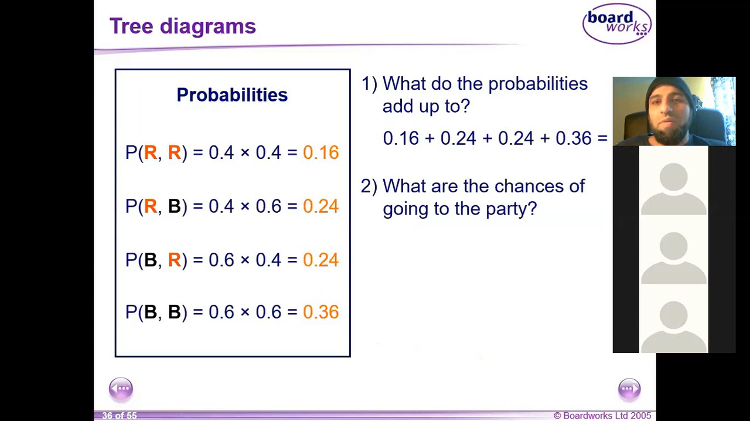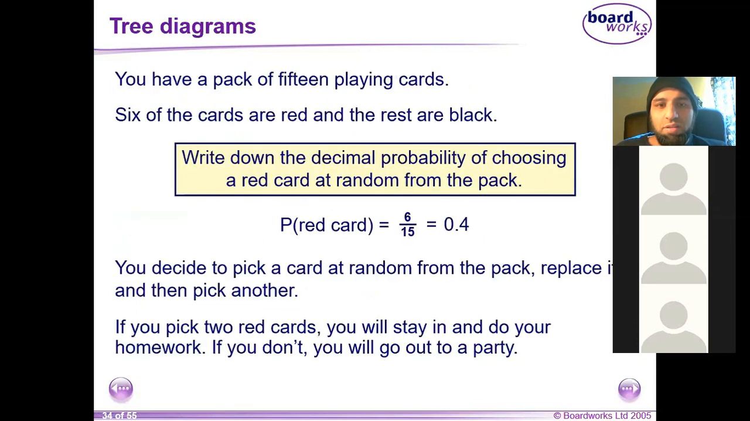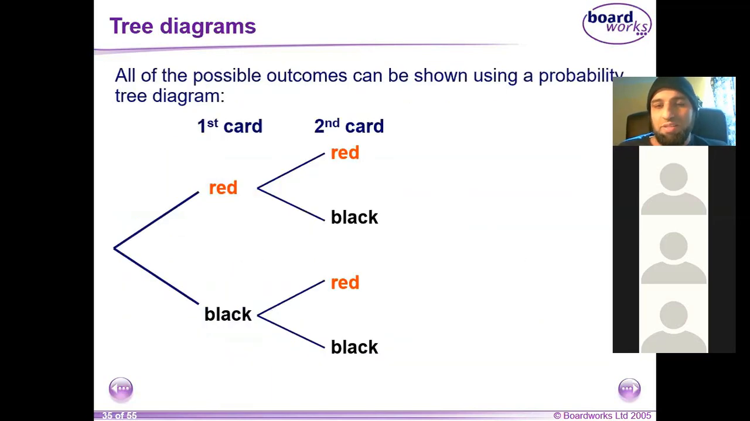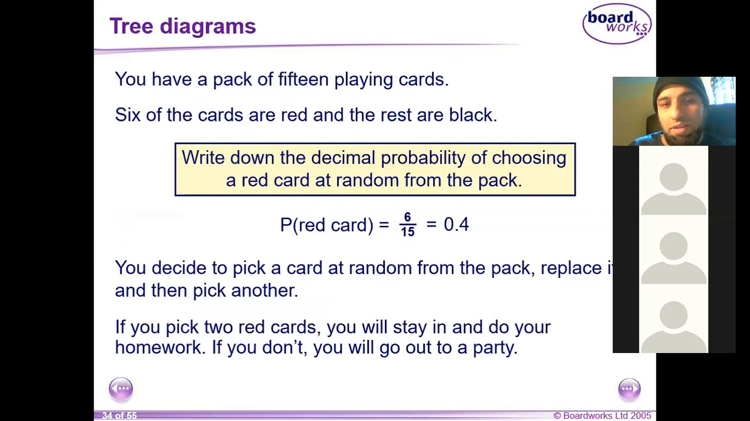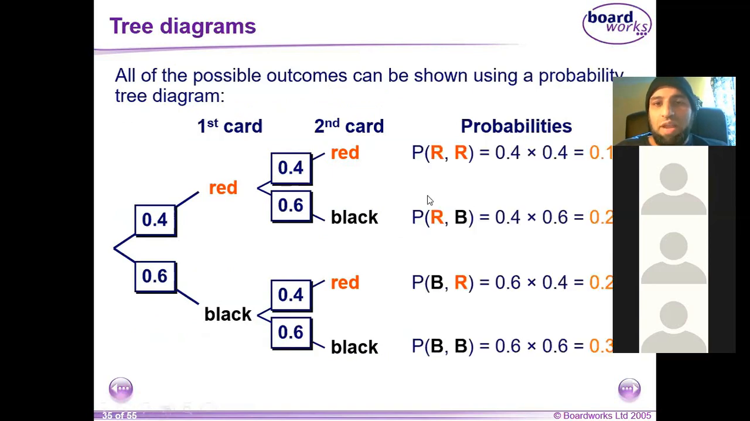What are the chances of going to the party? Oh, sorry, you can go to the party if you don't pick 2 reds. As Colin said, I didn't read that properly. You can only go to the party if you don't pick 2 reds, because it says here, if you pick 2 red cards, you'll stay in and do your homework. So, what's the probability of me going to the party? I can only go if these 3 happen: the second one, third one, and fourth one. Anytime I don't pick 2 reds, I can go to the party.